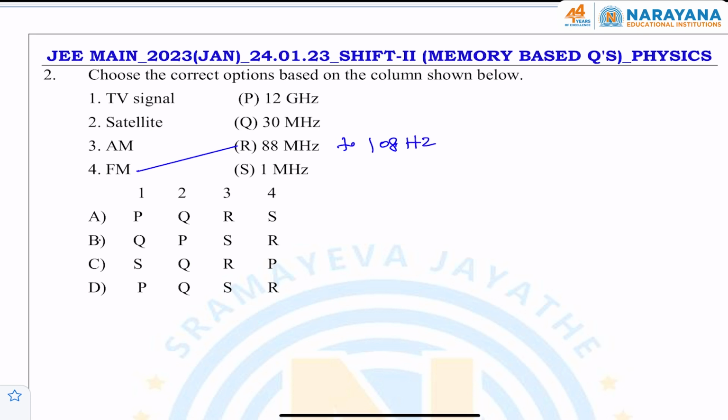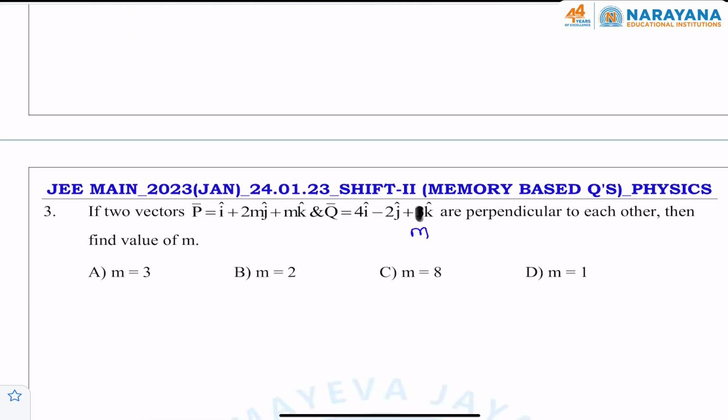And if you look at the satellite, usually it is operated at high frequencies. This communication belongs to large frequencies, so it will be 12 gigahertz. And TV signals usually at 30 megahertz. So the remaining amplitude modulated wave may consist of 1 megahertz of bandwidth around. So if you match this, first of all, for TV signal Q should be there. We are having only one option in which Q is there for 1. So option B.